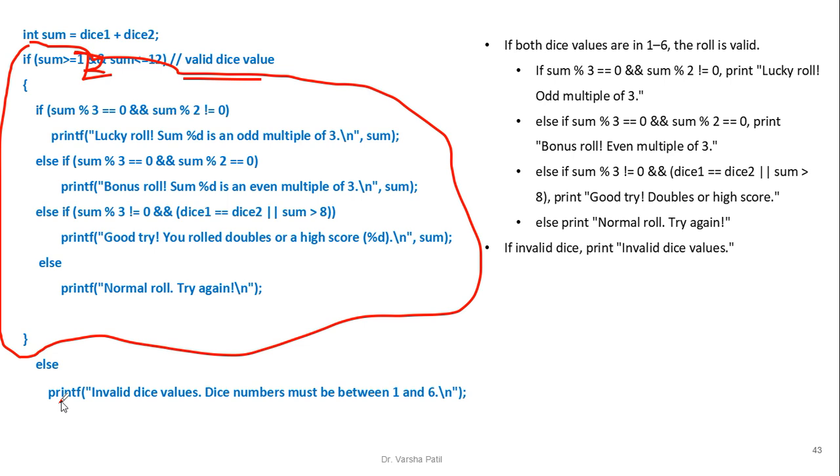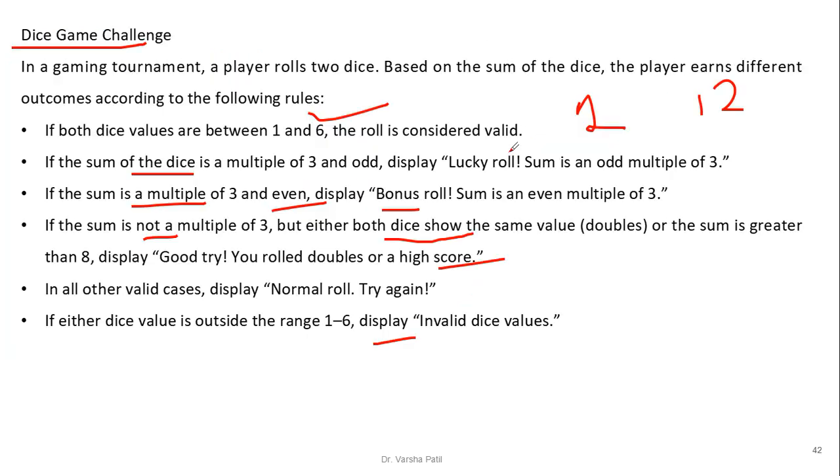Else, for example, if the user enters dice 1 value 9 and dice 2 value 10, which is invalid, at that time it will print invalid dice values. The dice numbers should be between 1 and 6, and their sum should be between 2 and 12. So this is a condition. The first condition given is that their sum should be a multiple of 3, that is, when divided by 3 it should be equal to 0, but at the same time sum mod 2 is not equal to 0. See the condition: the sum of the dice is a multiple of 3 and odd, so it should be odd.